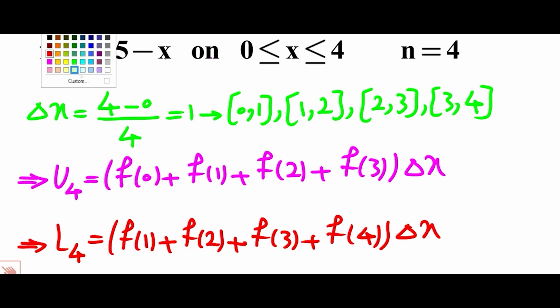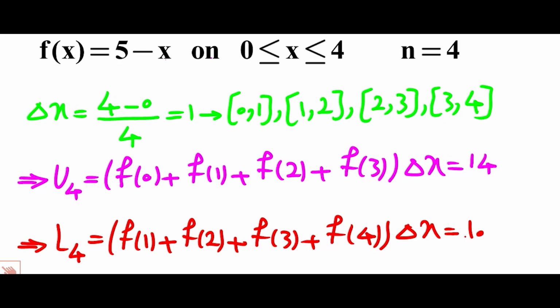So we have f of 0 is 5, f of 1 is 4, f of 2 is 3, f of 3 is 2, times delta x, which is 1. So the upper sum is 14 and the lower sum is 10. That's it. It's very, very simple.